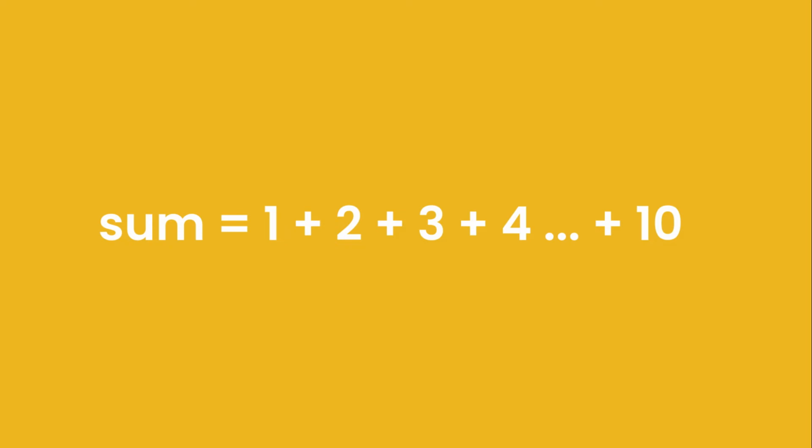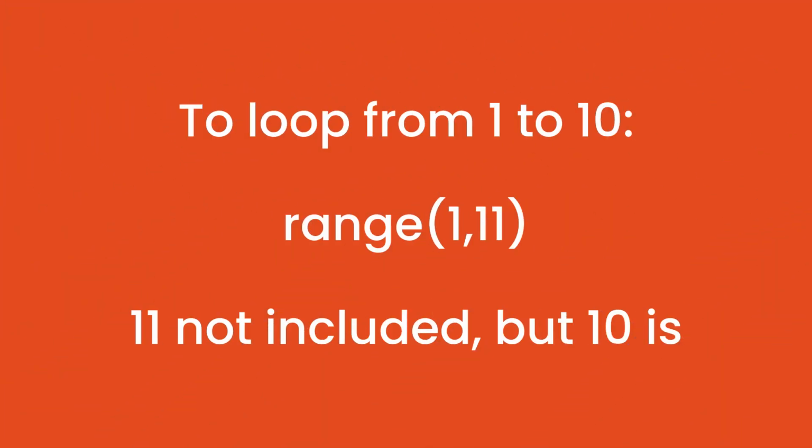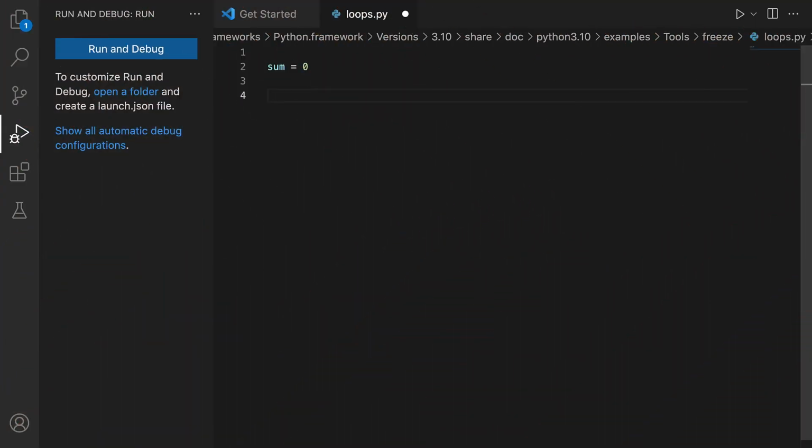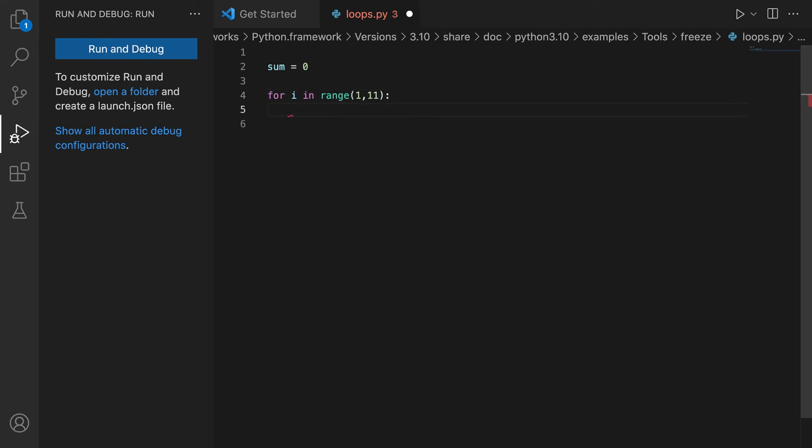Now let's loop through all the numbers from 1 to 10. Remember that when we write range, first number, comma, second number, the second number is not included in the loop. So, in order to loop from the numbers 1 to 10, 10 included, we will write range, and in the brackets, 1, comma, 11. Now, 11 won't be included, but 10 will. So the code to loop through the numbers would be for i in range, in brackets, 1, comma, 11, colon.